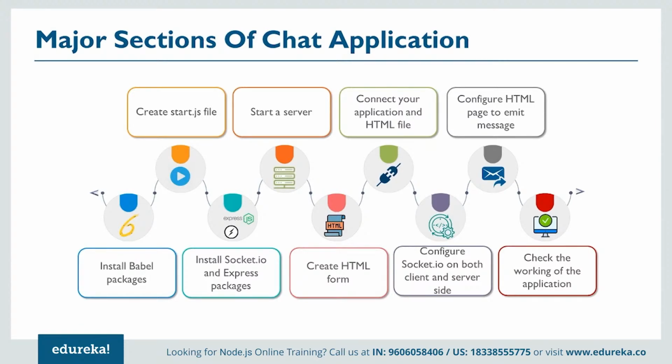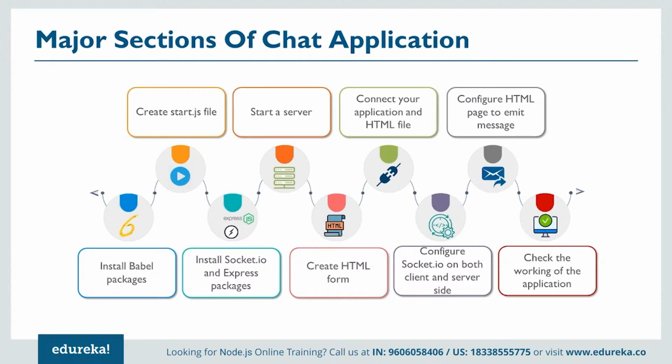So we will install Babel packages so that the application can support ES6 syntax. Babel would transpile the ES6 syntax to ES5 syntax. We will create a Start.js file, install all the required packages, the socket.io and the express packages. We'll start the server, create the HTML form. The forms would be basic forms used for chatting or sending messages.